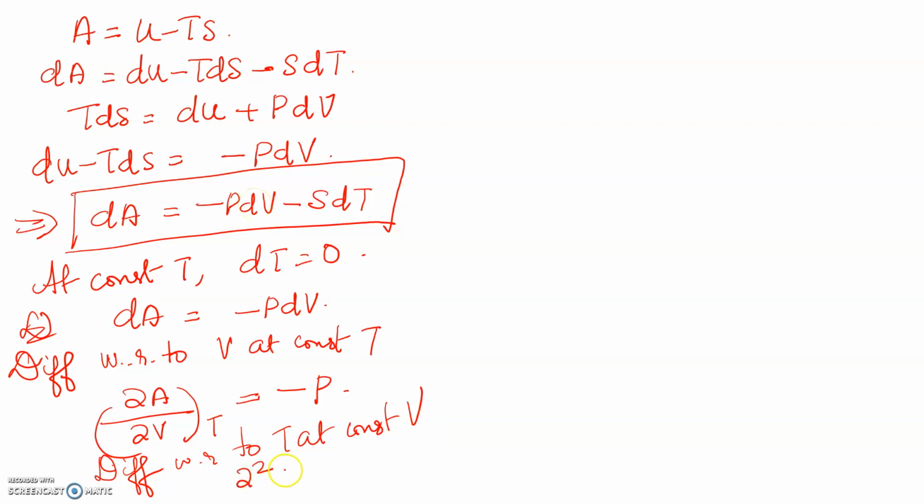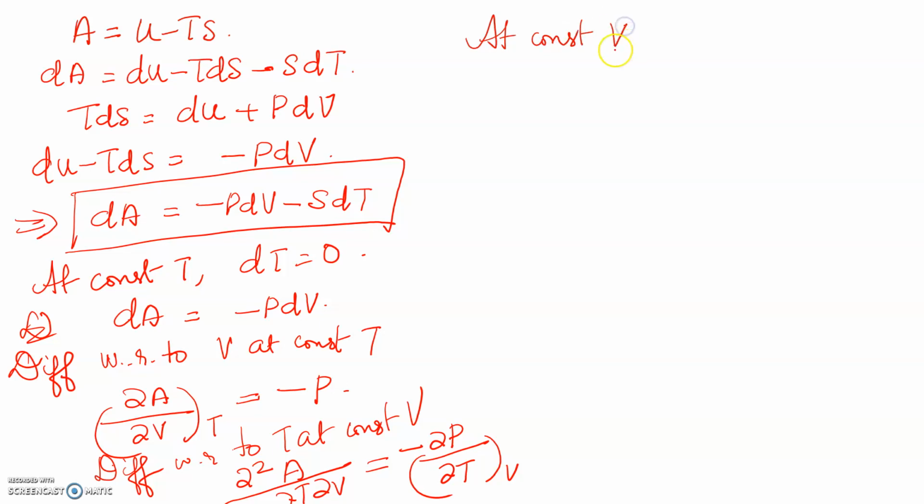∂²A/∂T∂V will be equal to minus of ∂P/∂T at constant volume. Okay. Now, what will we do? We'll keep volume constant. At constant volume, dV is equal to 0. What happens to this equation? dA is equal to, this term becomes 0, minus SdT.